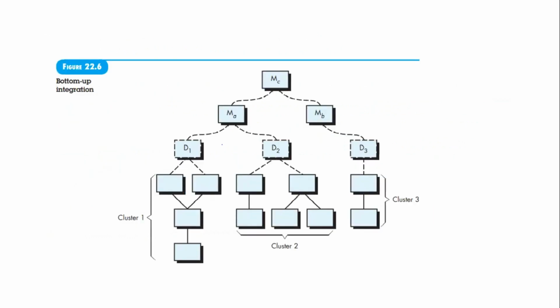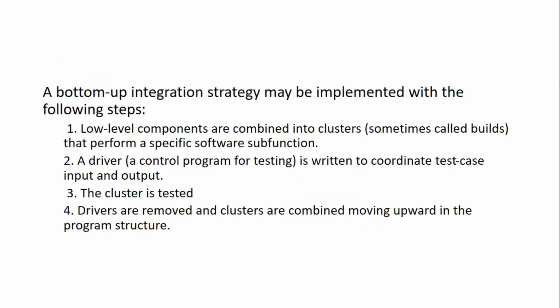Here we'll be starting from the bottom layer, then we will be going upwards. In the lowest layer, components are grouped into clusters, and then we integrate them. So we'll go to the steps. A bottom-up integration strategy may be implemented with the following steps. First, the low-level components are combined into clusters, sometimes called builds, that perform a specific software function. Second, a driver is written to coordinate the test case input and output. Third, the cluster is tested, the drivers are removed, and the clusters are combined, moving upward in the program structure.